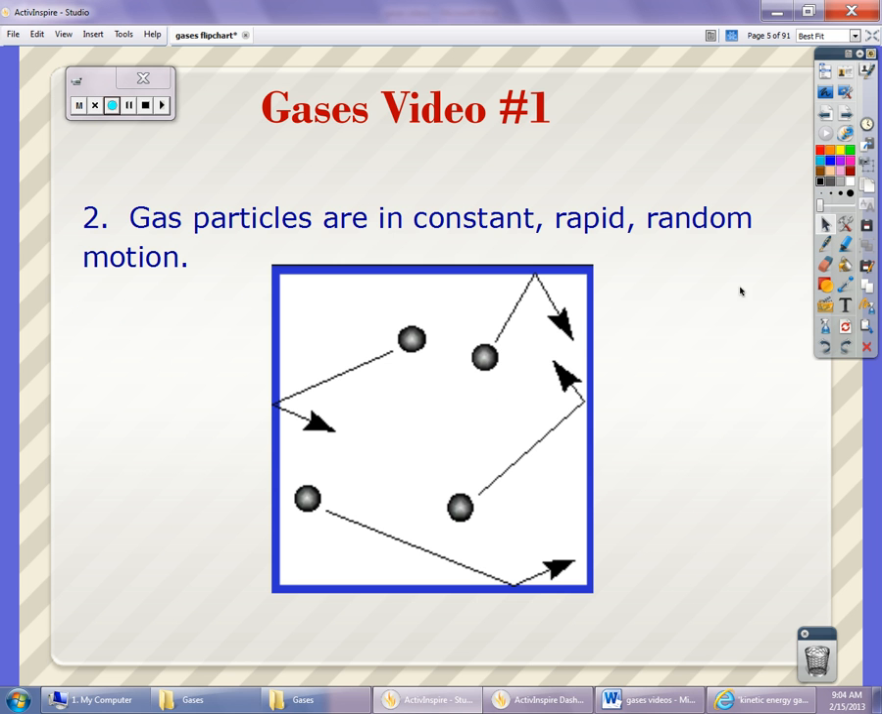Next, the gas particles are going to be in constant, rapid, random motion, meaning that each particle is moving around its container, and when it hits the side of the container, it's going to bounce off and keep on going. Likewise, if it hits another particle, it's going to bounce off and keep on going.